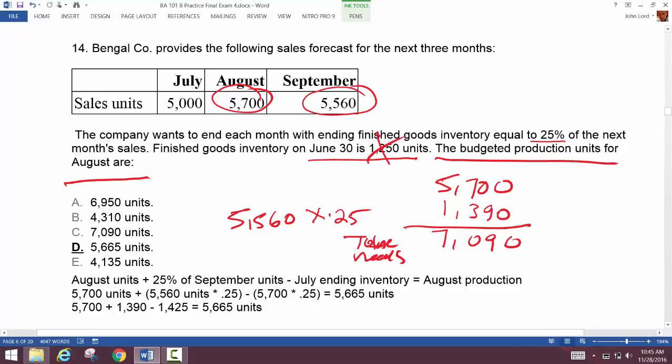I need to get what? I would have had 25% of August at the beginning of August, right? So not 2,700, 5,700 times 0.25 is what? 1,425? Okay, good. So I wouldn't have to produce that because it would have already been available, right? And so that gives me this 5,665?